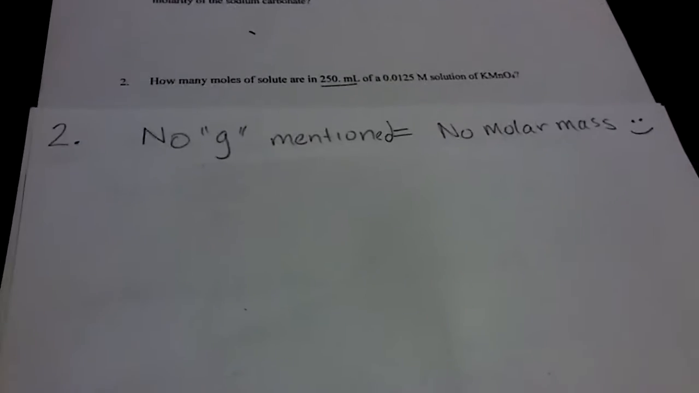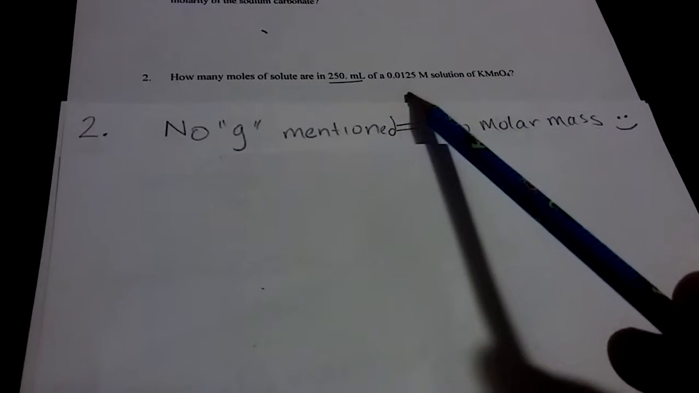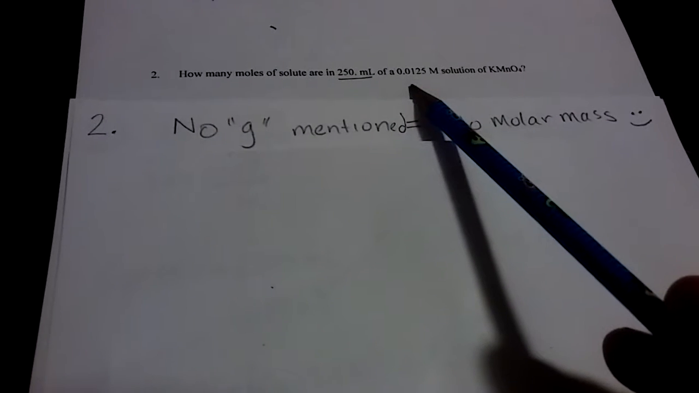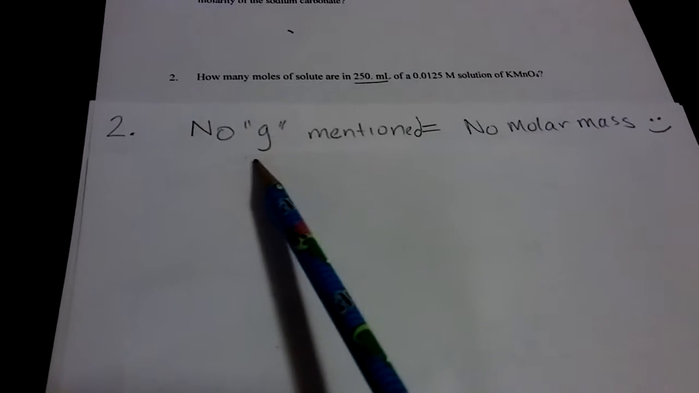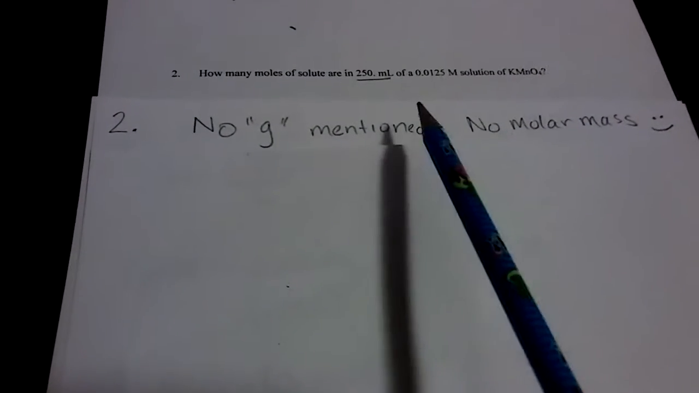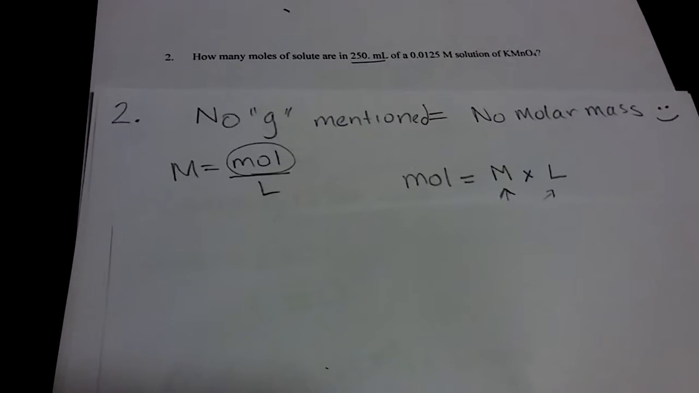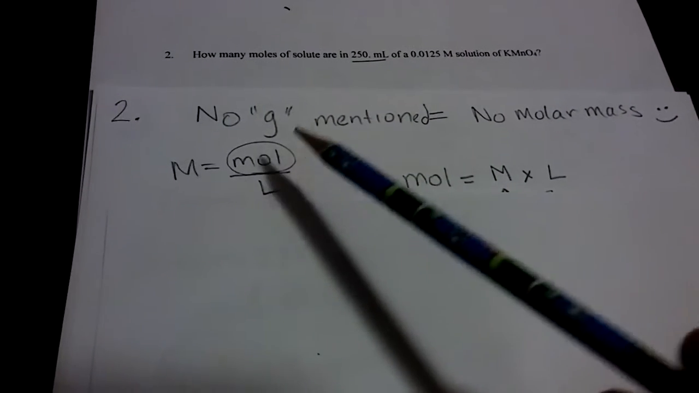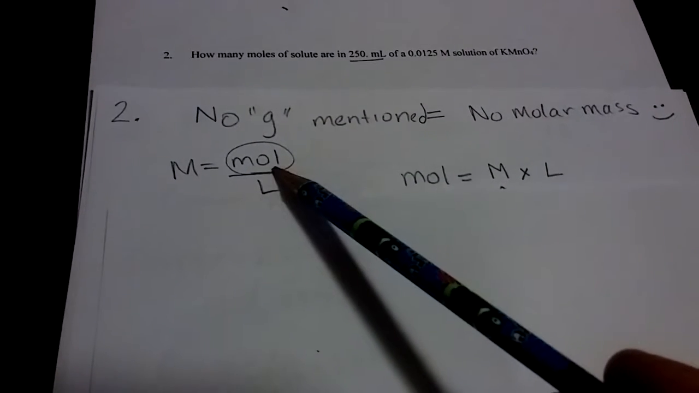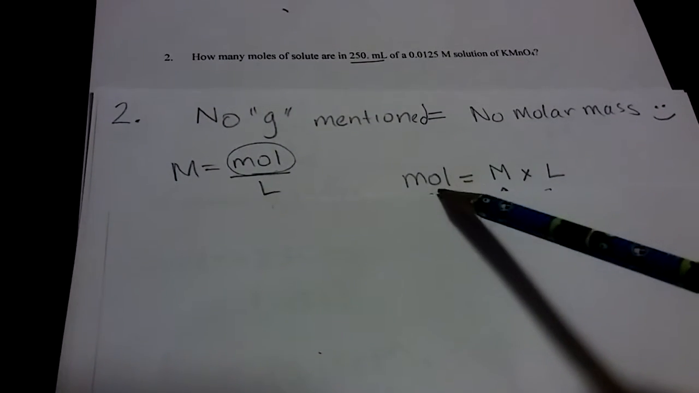For number 2, it's asking how many moles of solute are in 250 milliliters of a 0.0125 molar solution of potassium permanganate. First of all, no G's, no grams mentioned. That means we don't have to find molar mass, which makes it a lot easier for us. Same formula, but you're going to manipulate it. Manipulate means rearranging to where whatever you want to solve is by itself.